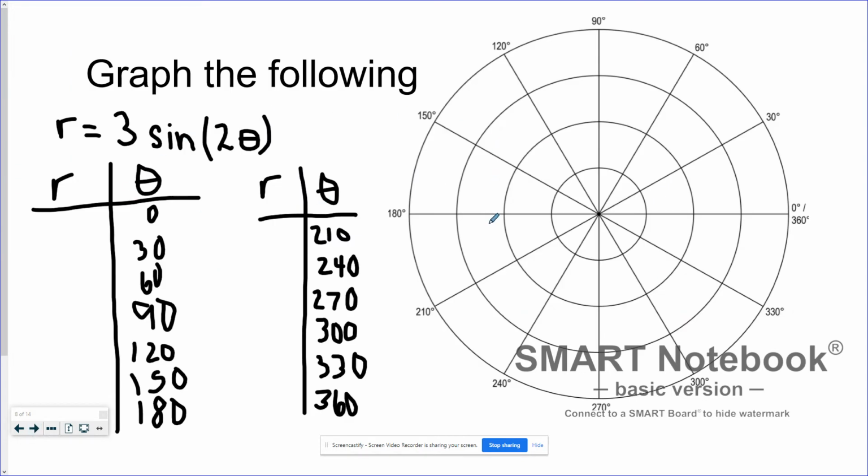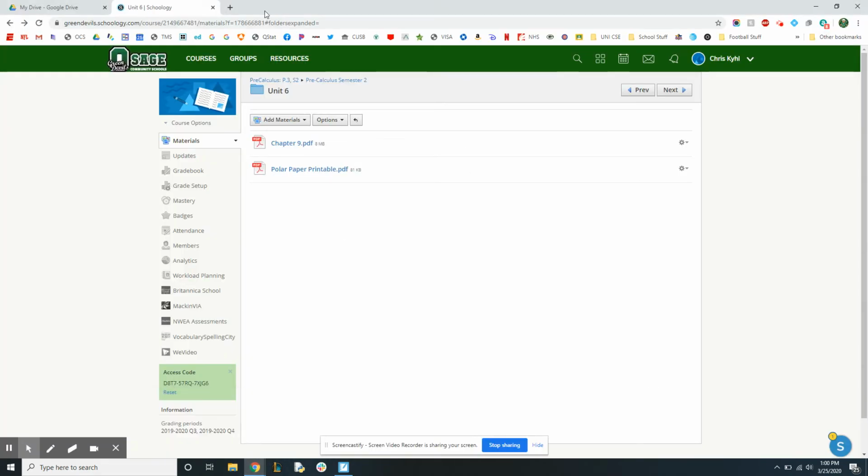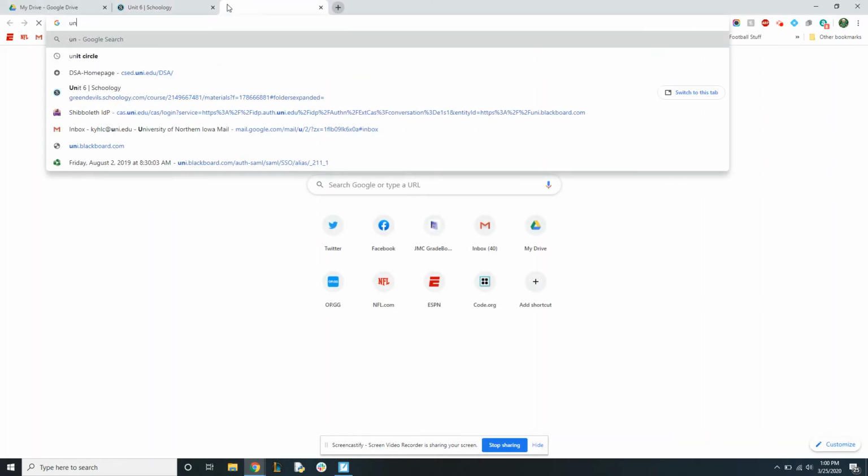All right, so just reviewing how to graph using this. So you have r equals 3 sine of 2 theta. So to do this, you have to go through and graph every single point from 0 to 360. So you start with 0, sine of 0. Okay, well, if you're not sure, again, pull up a unit circle. Okay, so we'll do that. We'll pull up a unit circle.